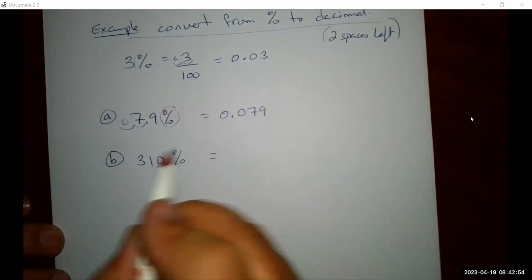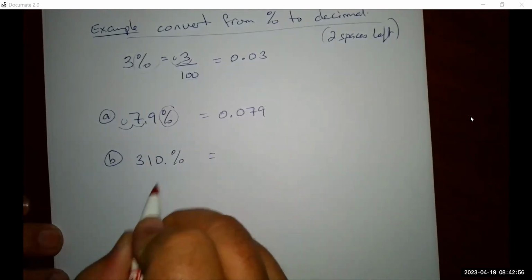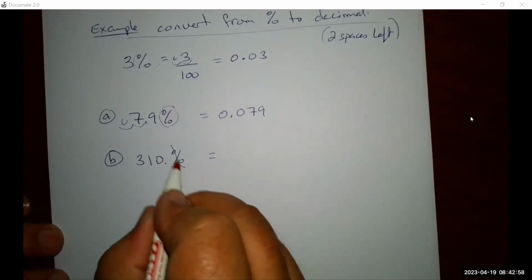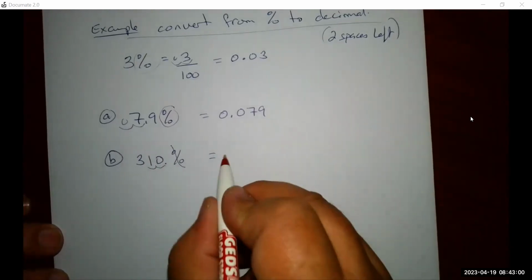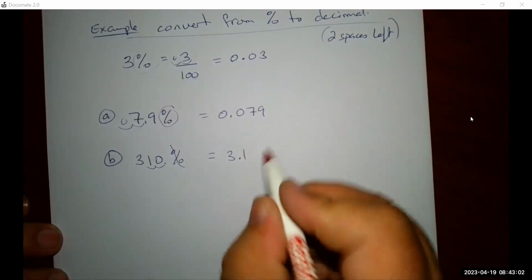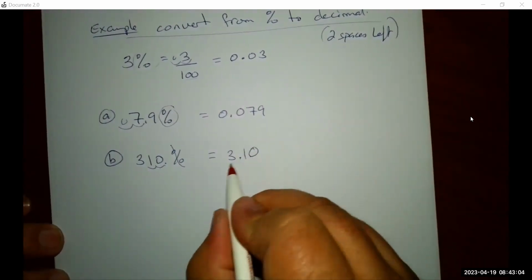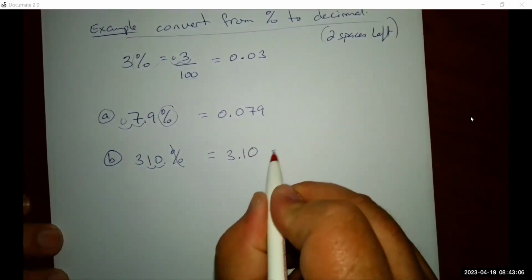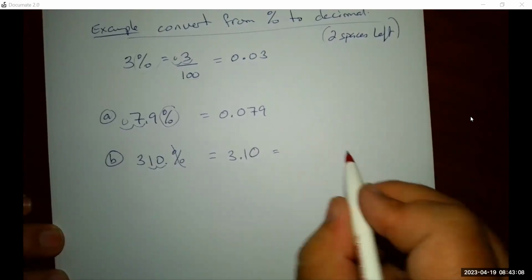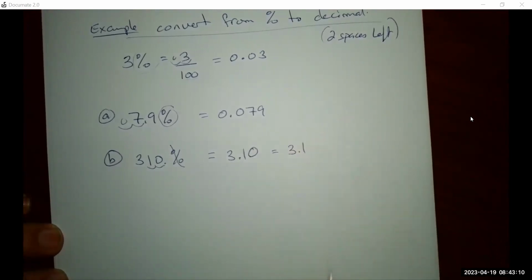310%. Decimals here. So drop the percent sign, move it to the left. But since that last number is a 0, we don't need it anymore because there's nothing else behind it. So we'll just simply write 3.1.